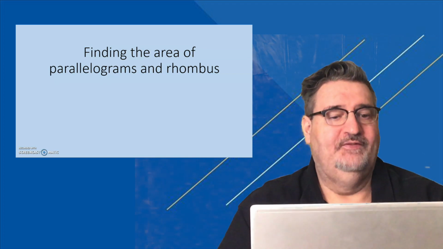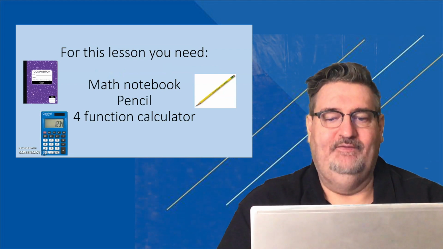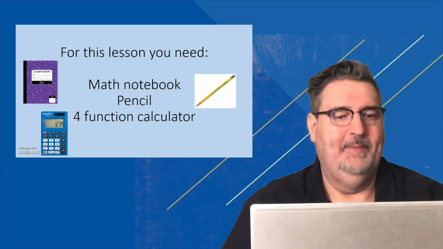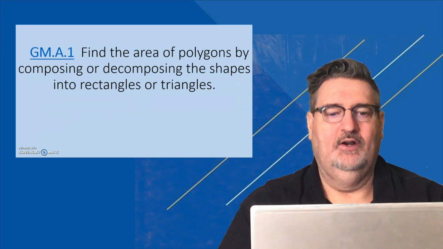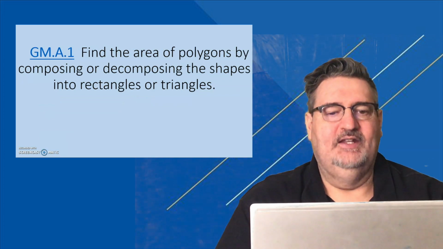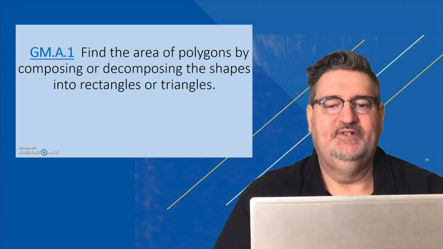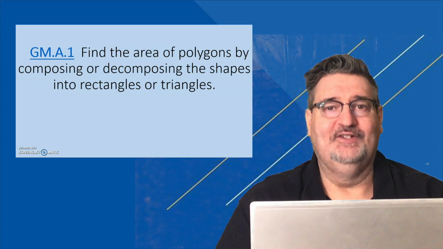What you'll need for this lesson is a math notebook, a pencil, and a 4-function calculator. If you need to go get that right now, we'll go over the math standard for the lesson, and then we'll be ready to start. The standard for today is GMA1: find the area of polygons by composing or decomposing the shapes into rectangles or triangles.